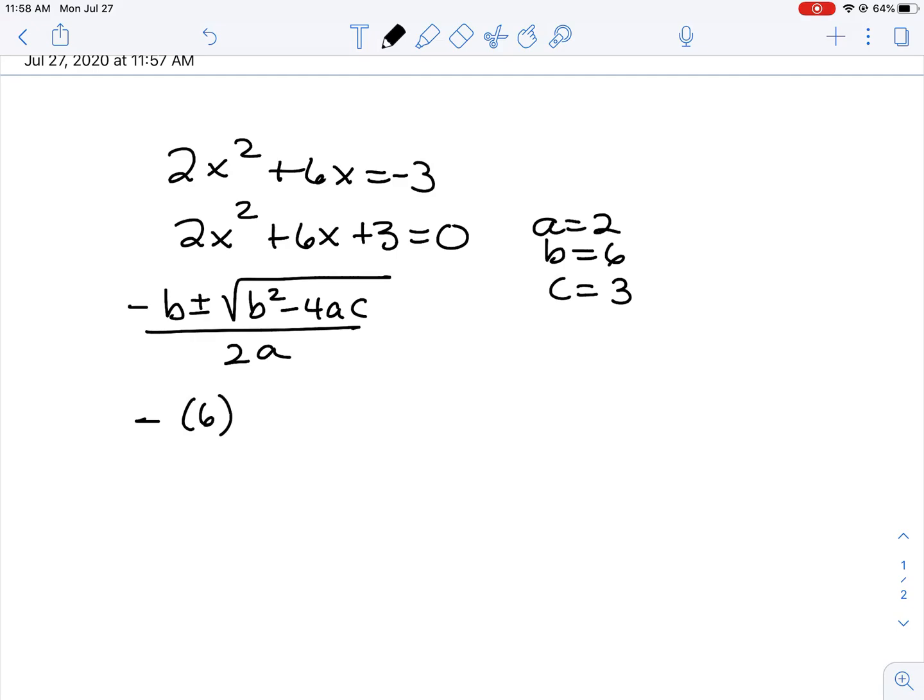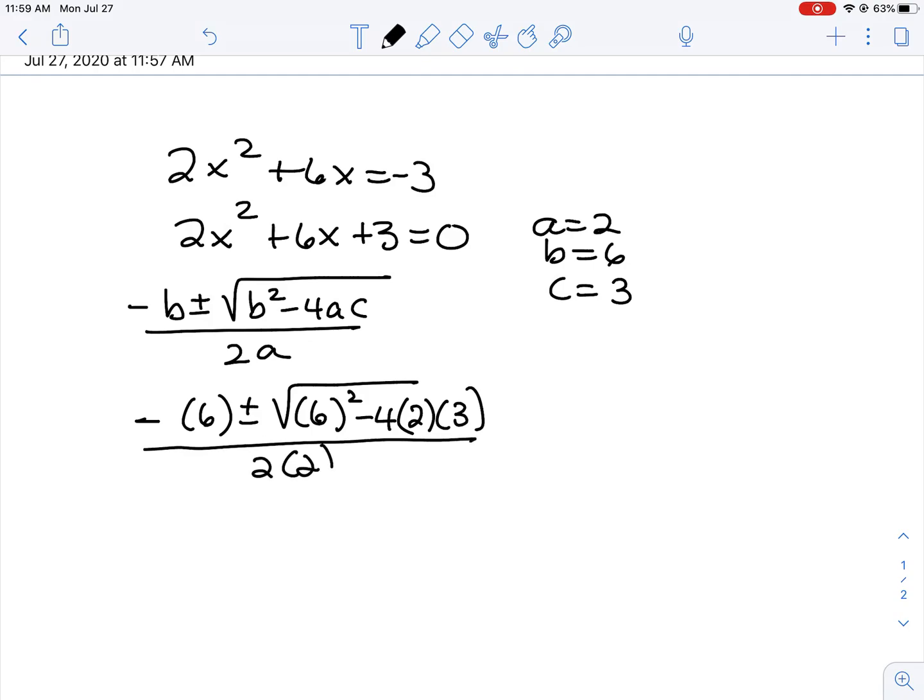So b is 6, so I will put that 6 in parentheses. Everywhere I see a b, I'm going to put that 6 in parentheses. And then minus 4, a is 2, and c is 3. See how I use parentheses around each of those values I'm substituting. Over 2 times 2.